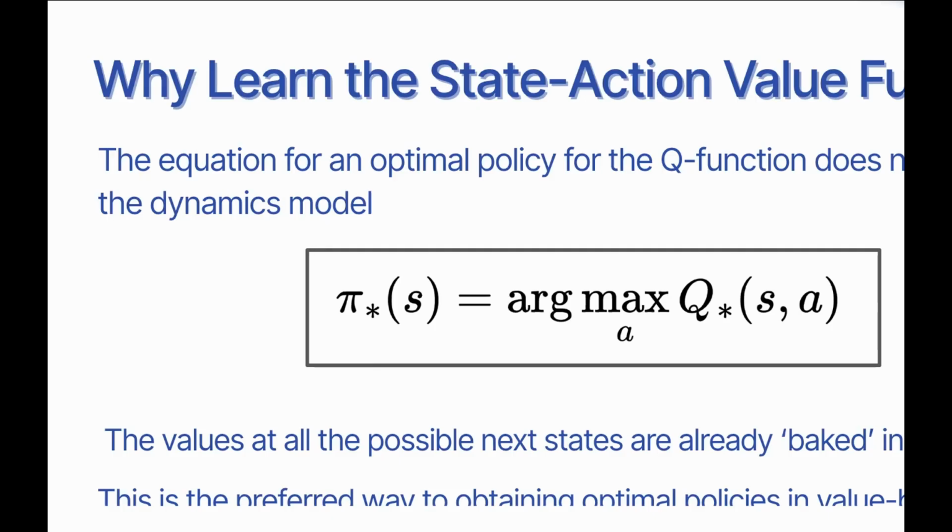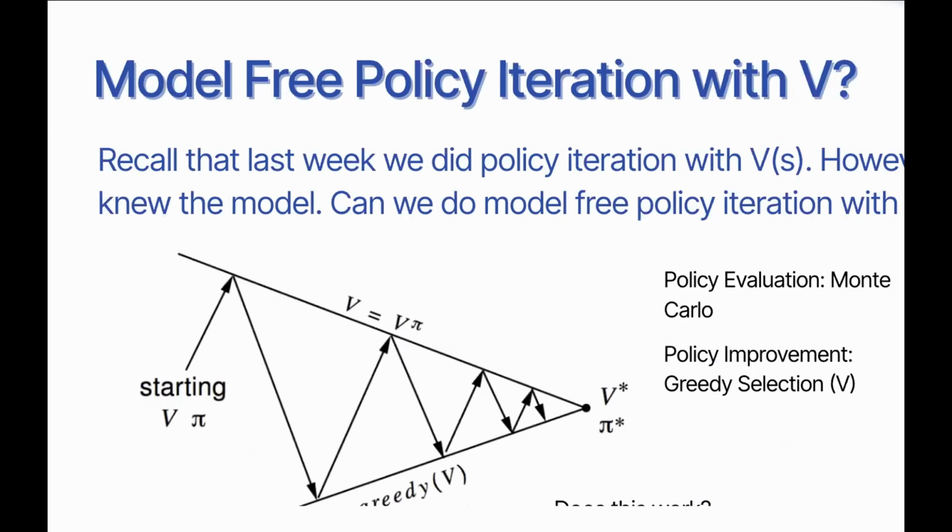You cannot do control or find an optimal policy using the value function if you don't have the dynamics. But notice this expression: if you have the optimal Q function, you don't care about the dynamics. You just look at which action has the highest state action value, and that action is automatically the best action. Let's see why.